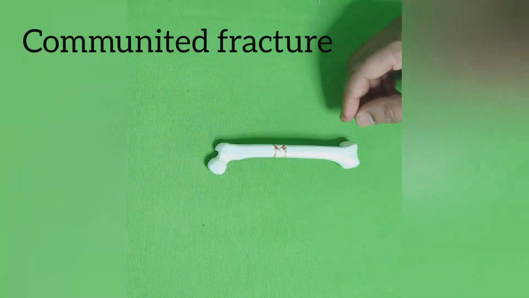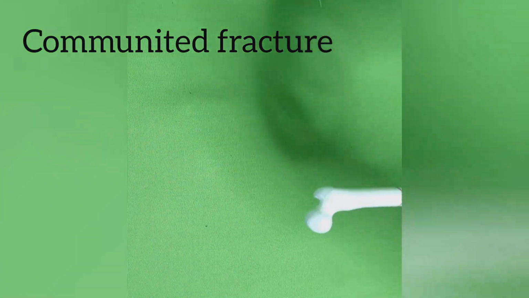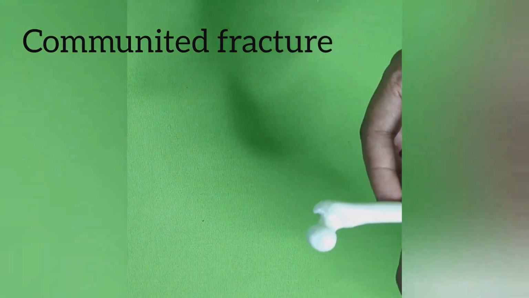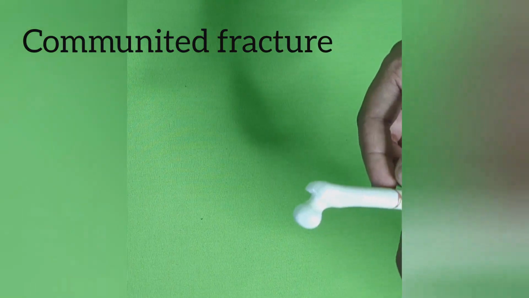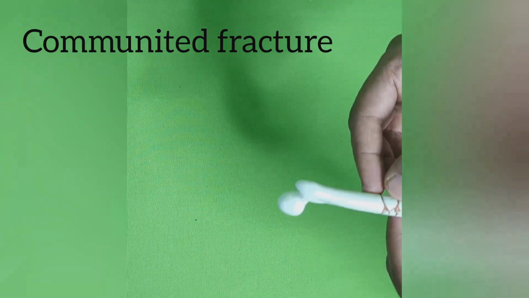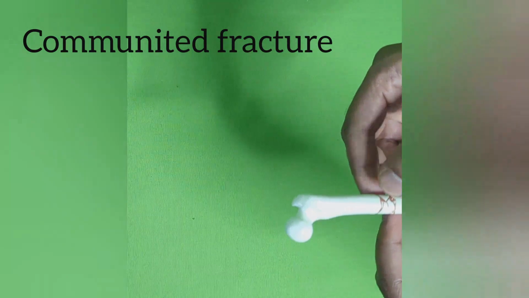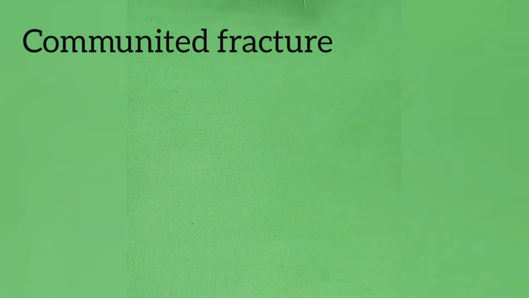And the next type of fracture which we are going to see is the comminuted type of fracture. So can you see the number of fracture lines in this type of fracture where there are a lot of fractures, and which we call comminuted type of fracture.